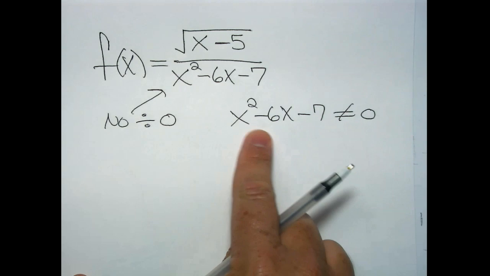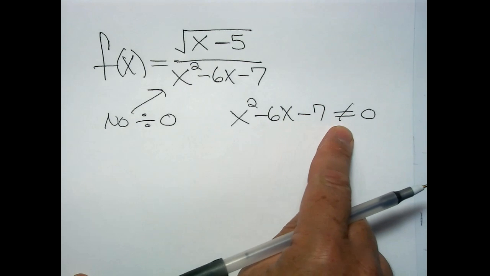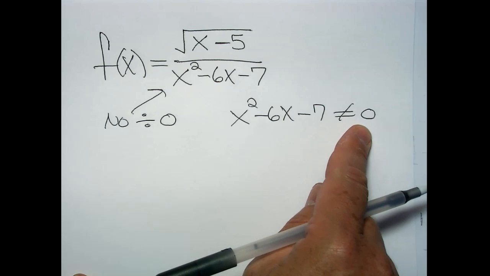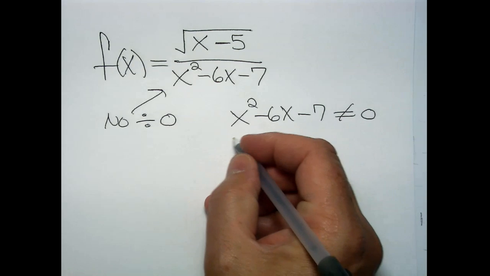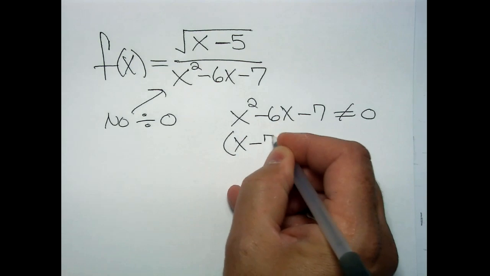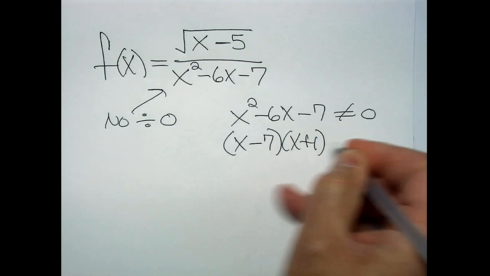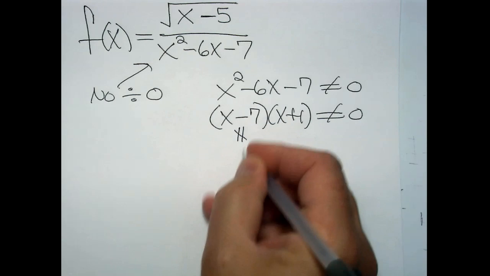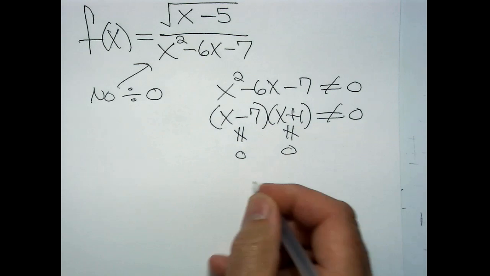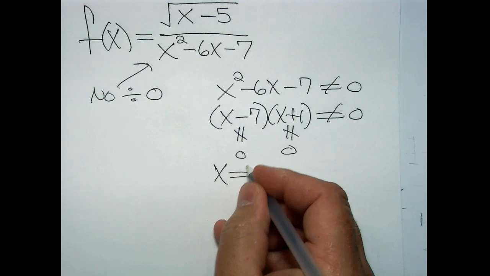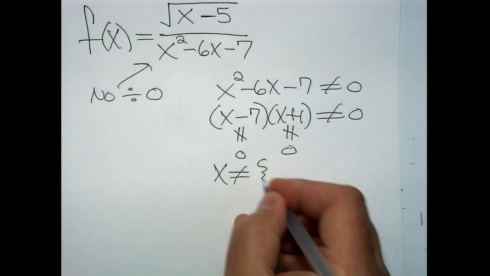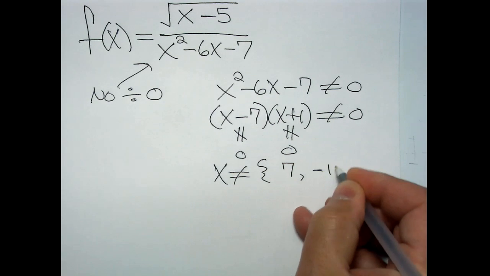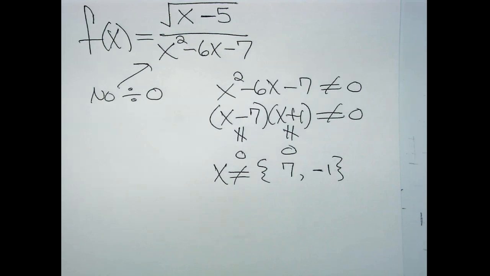Now this is a quadratic, and it's not really an inequality. We'll call it an inequation. You can solve it like a quadratic equation, though, by factoring. We don't want either of those to be equal to 0. So let's set this not equal to 0 and this not equal to 0. So these are the two bad apples that we don't want: 7 and negative 1. These are bad numbers. So we don't want either of those numbers.